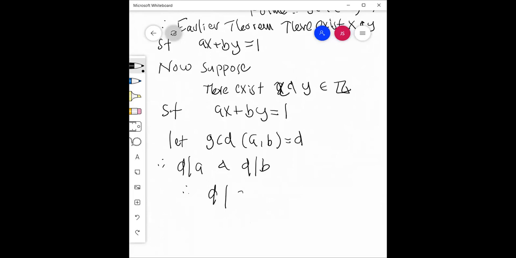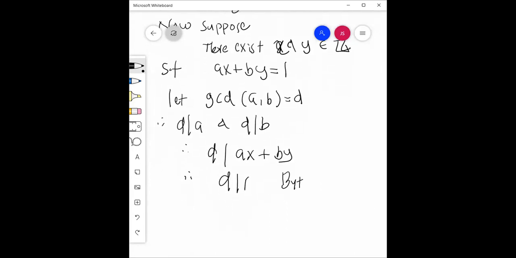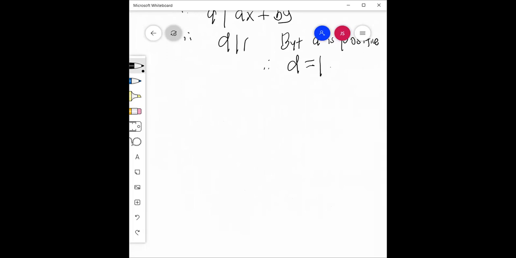Therefore, D divides ax plus by, you know that from that property. Therefore, because ax plus by is equal to 1, D divides what? Right? But D is positive. We know that D is a positive integer because the greatest common divisor is positive. Therefore, the only positive integer that divides 1 is 1, right? Therefore, D is equal to 1. So we proved both ways, right? If you want more clarification, you can ask after this session. I want to finish it quickly.